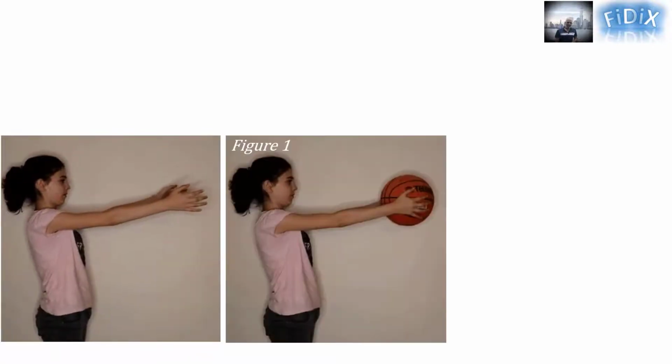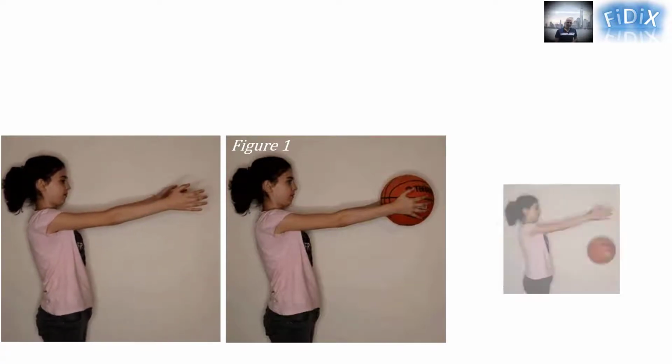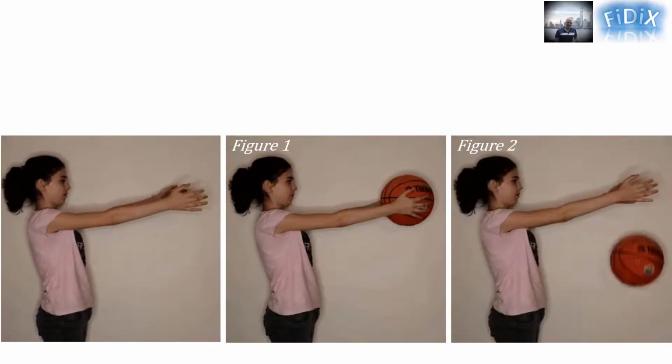Now let's talk about another type of potential energy. In figure 1, the girl holds a ball. The ball is at rest, thus its speed is 0. Once the girl releases the ball, as we can see in figure 2, the ball falls under the action of its own weight and is in motion.